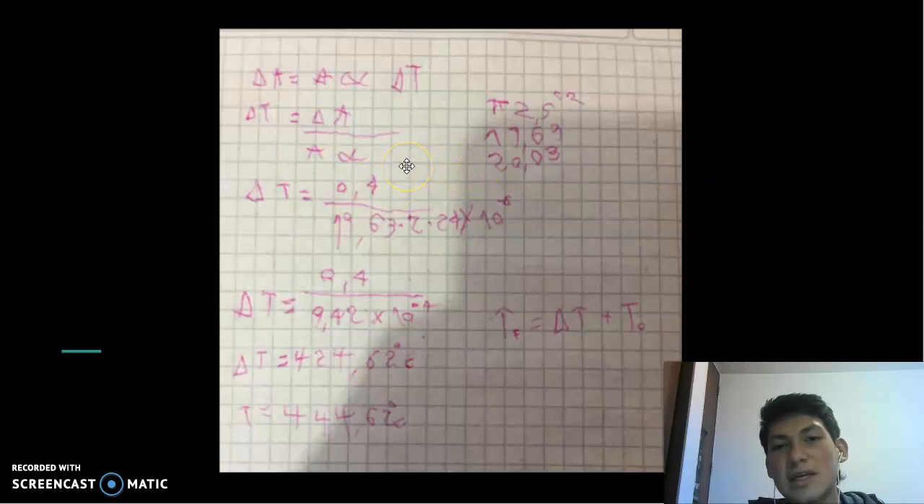The first thing that we need to do is to know the areas of the ring and of the bar. So we need to divide the diameter in two and apply the formula of the area of a circle, that is pi times radius squared. So in this case the first area is 19.63 and the second one is 20.03. Okay, now we only have to replace and apply the math.